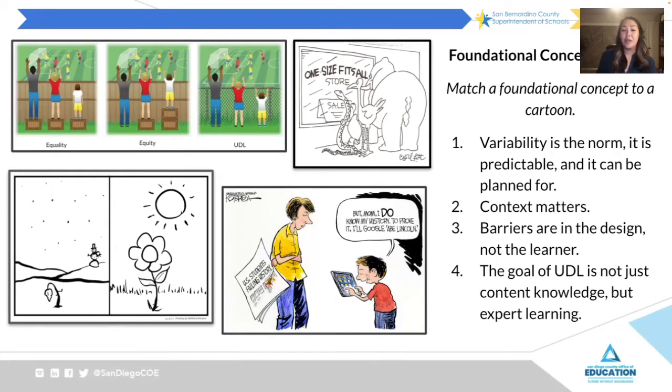Okay, so it's been about a minute. You may have noticed that some of the foundational concepts are applicable to more than one image. Hopefully, you noticed that there is no one right answer because some of them fit into multiple. For the first one, variability is the norm. It's predictable and it can be planned for.